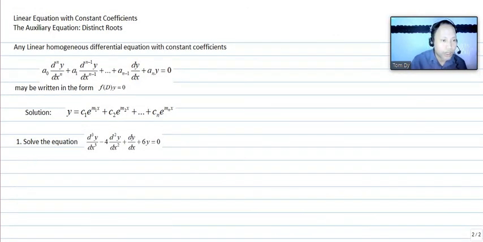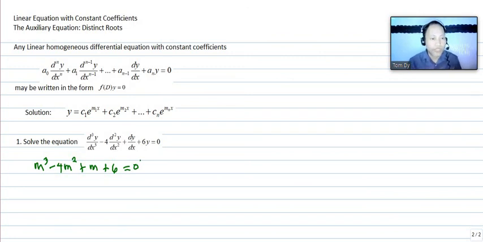So we have m raised to 3, so this is m cubed, and then minus 4m squared, and then plus m plus 6, which is equivalent to 0. So that is now our auxiliary equation. For this auxiliary equation, we have to find its distinct roots.